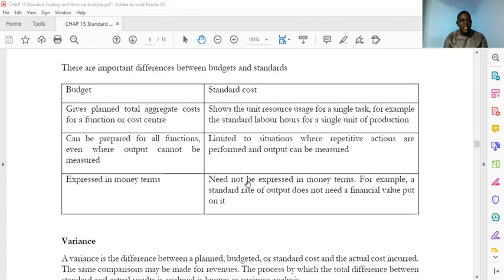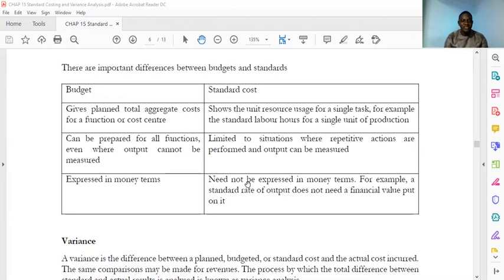Two, a budget can be prepared for all functions, even where output cannot be measured. Standard costs are limited to situations where repetitive actions are performed and output can be measured.